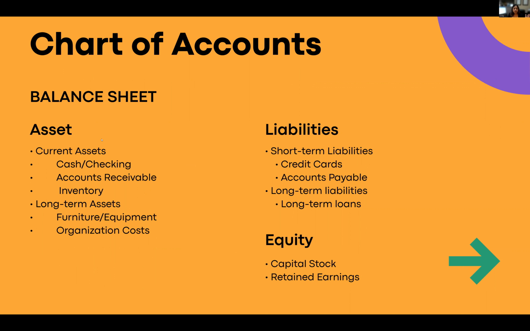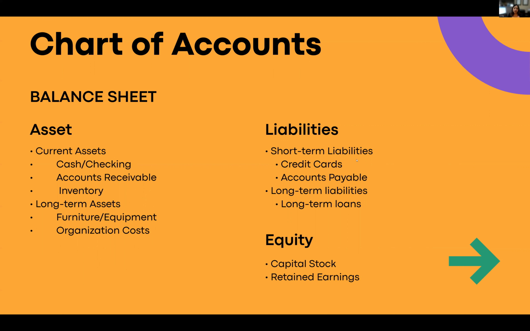The current assets are those that are used within 1 year or less. That would be cash, or your checking account, which is the most liquid asset, then accounts receivable, and then your inventory. The long-term assets have a useful life of more than 1 year. Those are furniture and equipment, organization costs, building, and so forth.